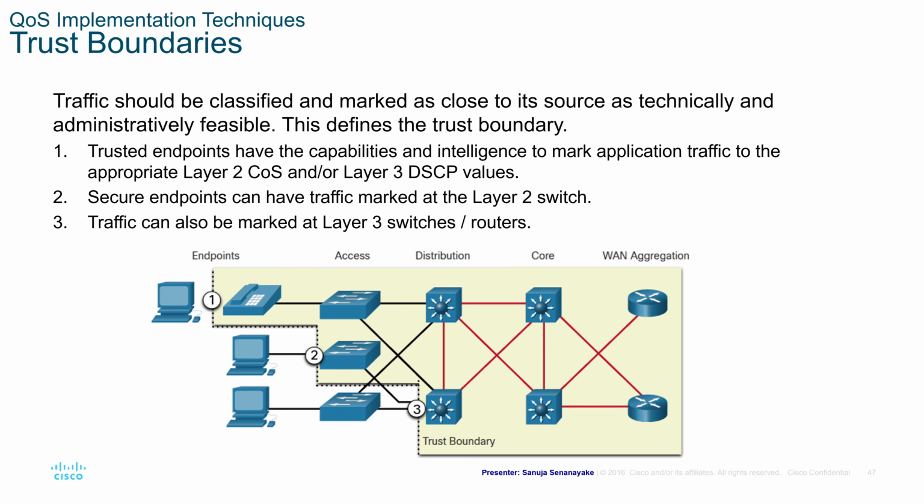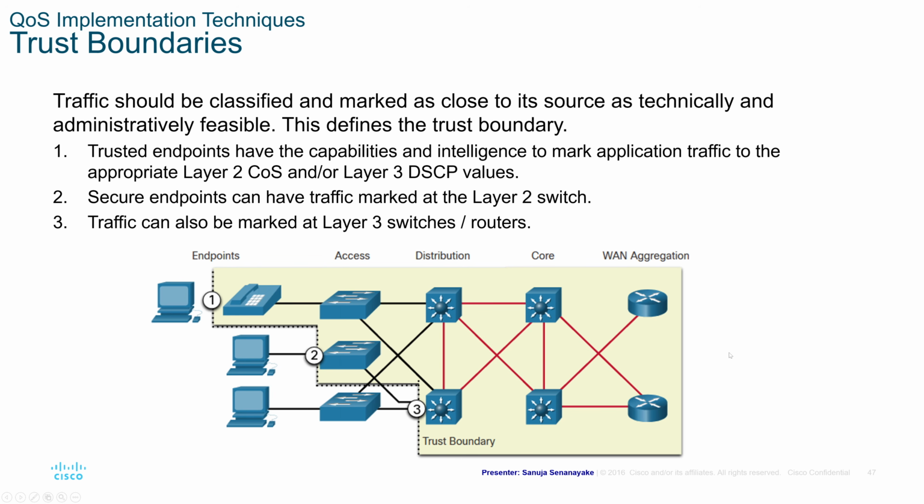So the trusted endpoints have the capabilities and intelligence to mark application traffic to the appropriate layer 2 QoS and/or layer 3 DSCP values. The secure endpoints can have traffic marked at the layer 2 switch, because a secure endpoint doesn't have the capability to do that otherwise. And the traffic can also be marked at layer 3 at the switches and the routers.